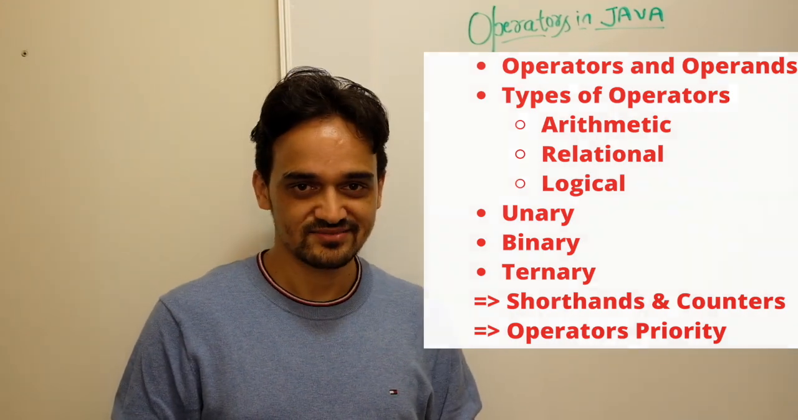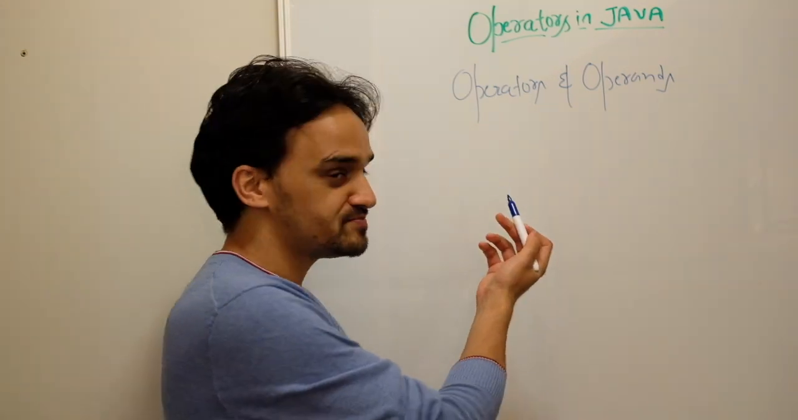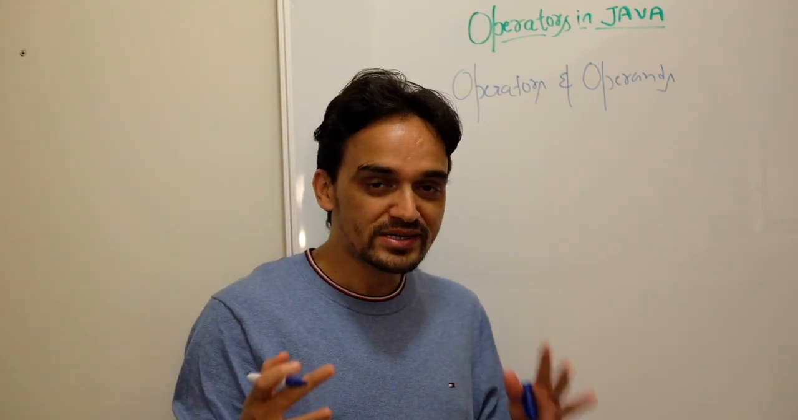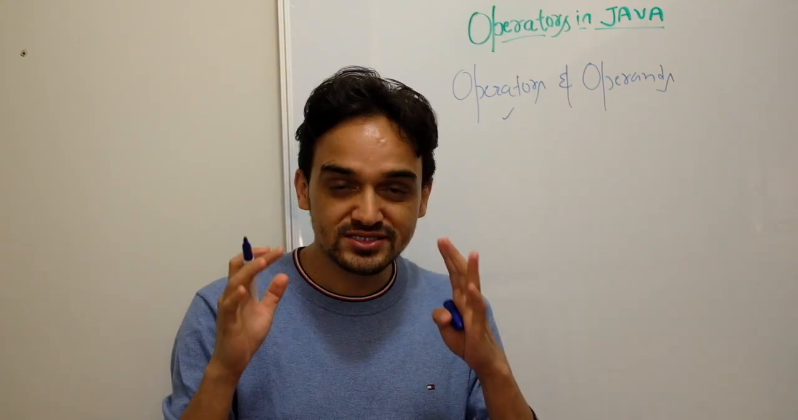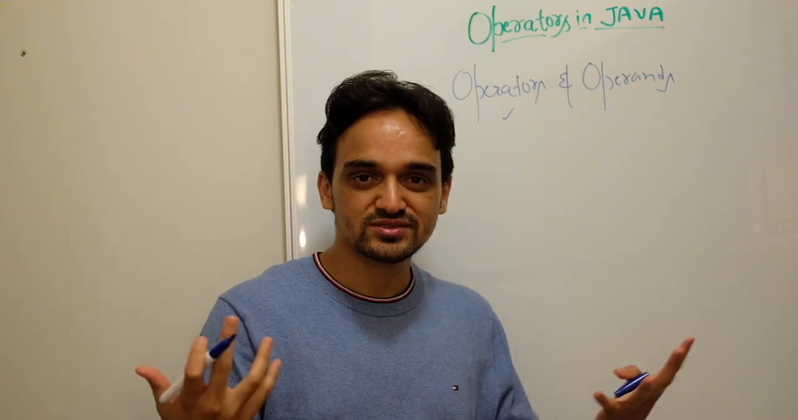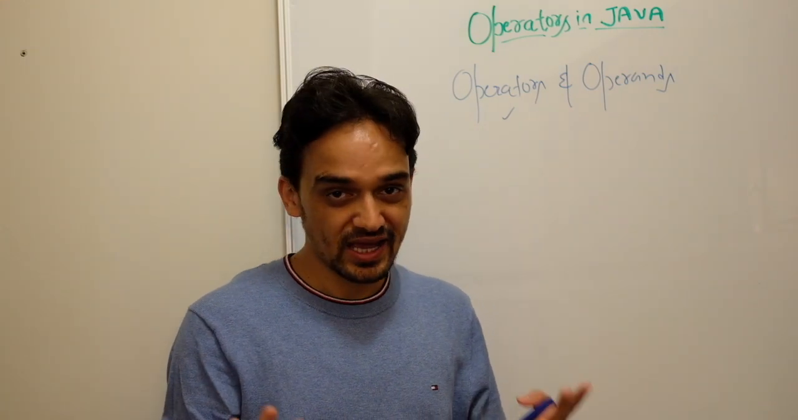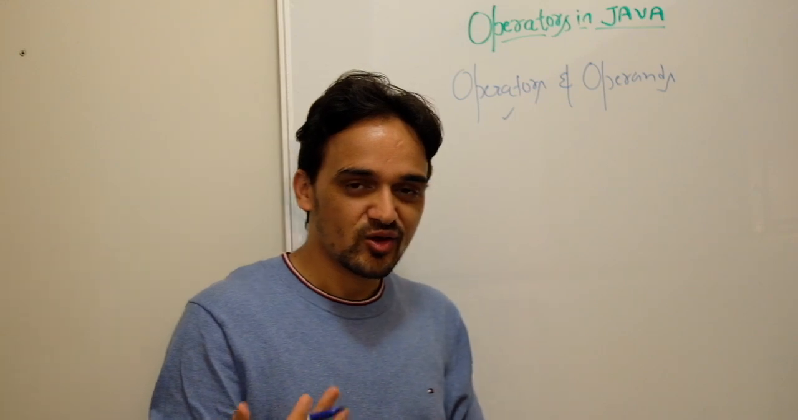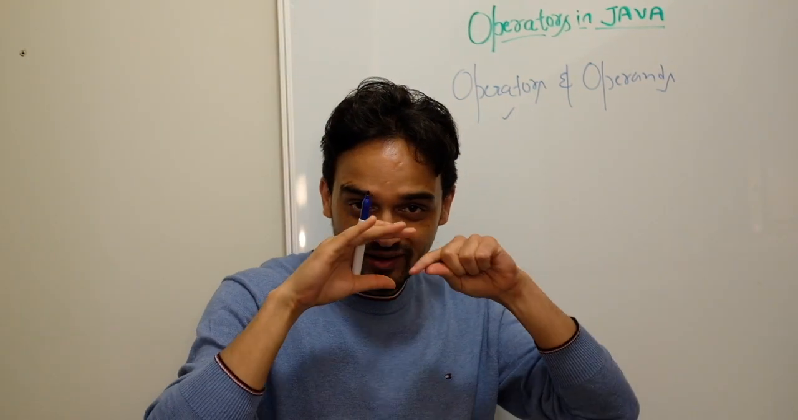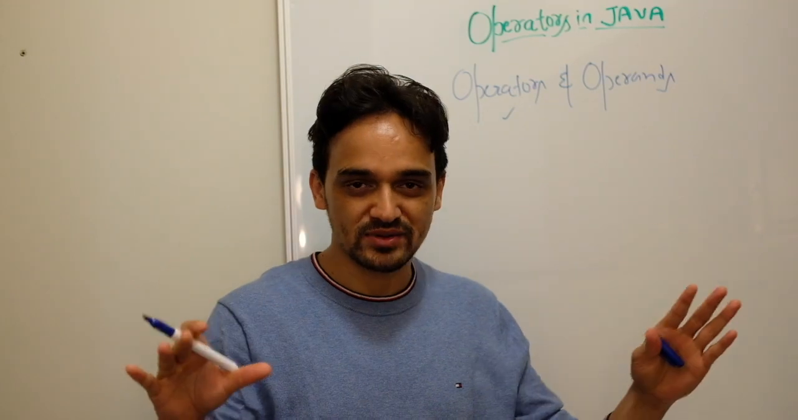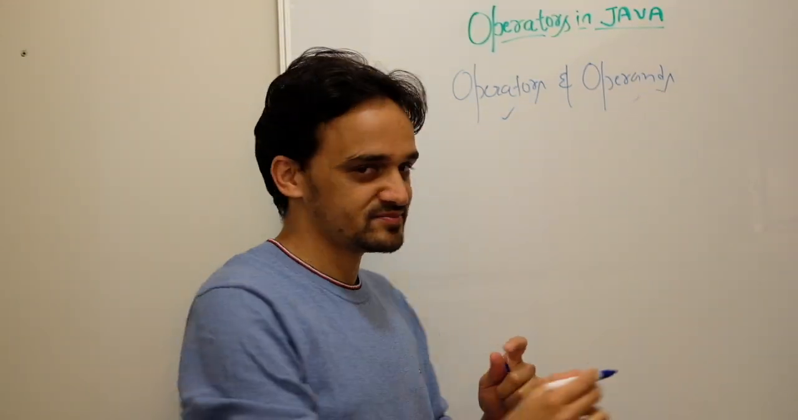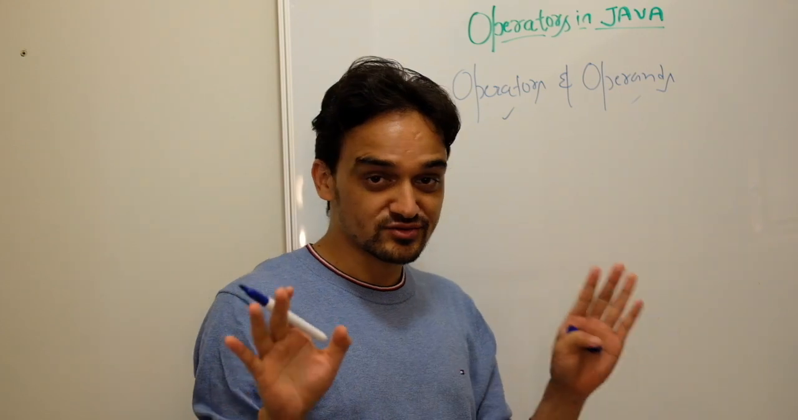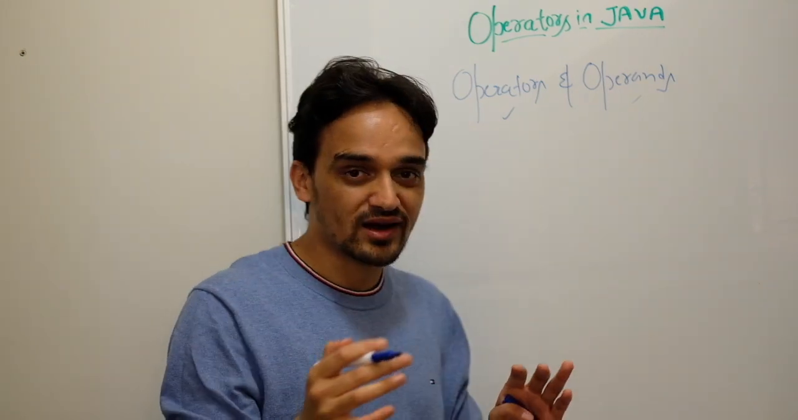So let's get started. We are going to start this session with the idea behind operators and operands in Java. Operators are basically nothing but a token or a symbol which transforms an expression, and all the variables or values that take part in this whole operation are called operands. If you have not understood this so far, don't worry, we are going to learn this by an example.